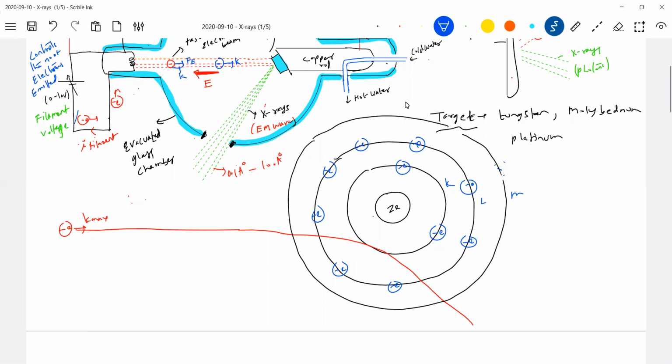This is the fast moving electron. How will the excess energy come? I'm showing one target atom. So when this electron moves here, it will undergo retardation. How is that possible? Where is the retardation? I'm not seeing it. So why does it get deflected?